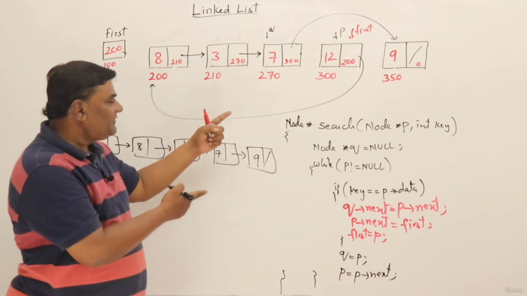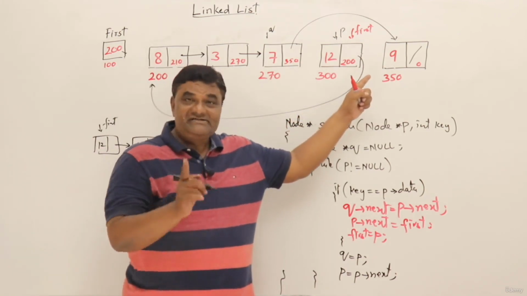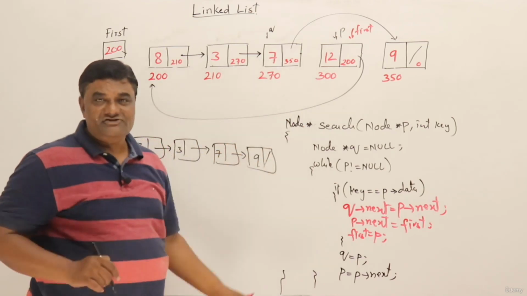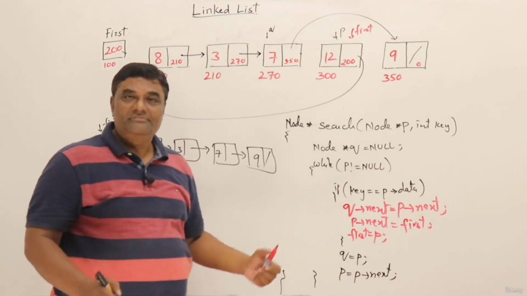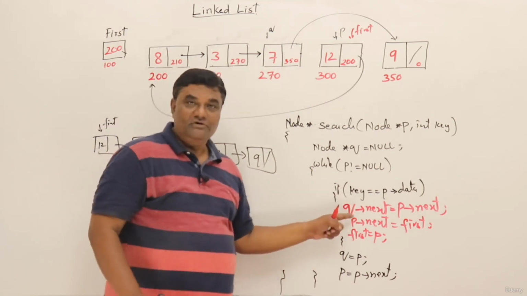Though the nodes are at different places, this has become the first node. Next time when you search for 12, it will be found in just one single comparison. Start from first, it is found. That's all. Stop. So all these things we should do if Q is not null.